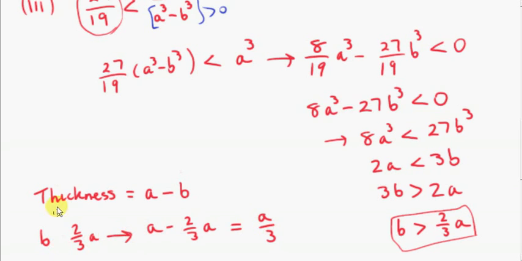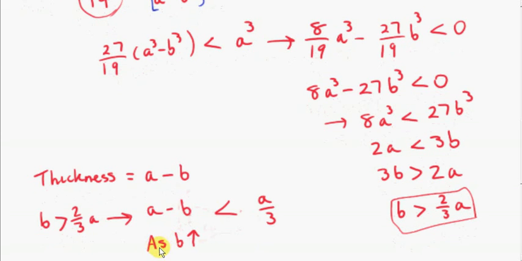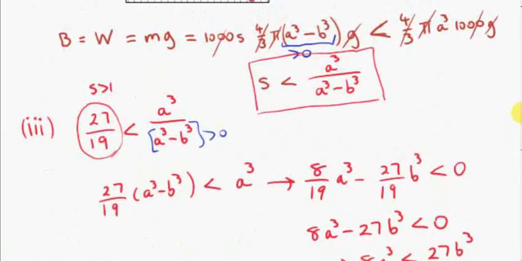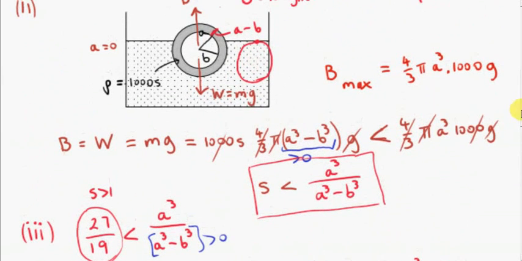But if we take a value of b that's greater than 2/3 a, then we are taking a greater quantity from a. If we take a greater quantity from a, we get a thickness that's going to be smaller than this. So if b is greater than 2/3 a, then the thickness is going to be less than a over 3. In other words, as b goes up, the thickness, which is a minus b, will go down. And that's easy to see from the picture actually. If we increase b, then the thickness a minus b is going to go down.